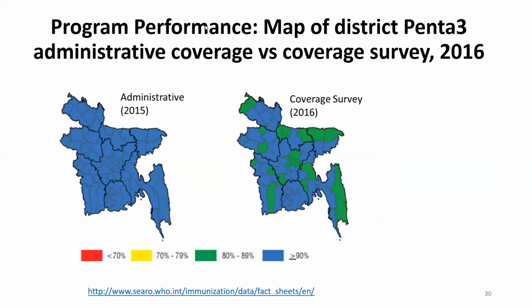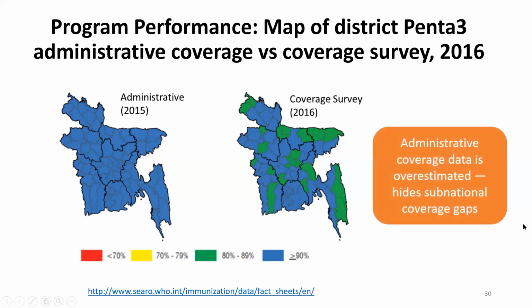Okay, so for program performance, here we have a map of District Penta 3 administrative coverage versus coverage survey for 2016. The administrative coverage on the left is showing greater than or equal to 90% coverage, or all blue in all districts of the country, compared to the coverage survey that happened in 2016. Looking at similar data, that shows a significant variation. So here, administrative coverage data is overestimating. It's hiding subnational coverage gaps. Next slide.